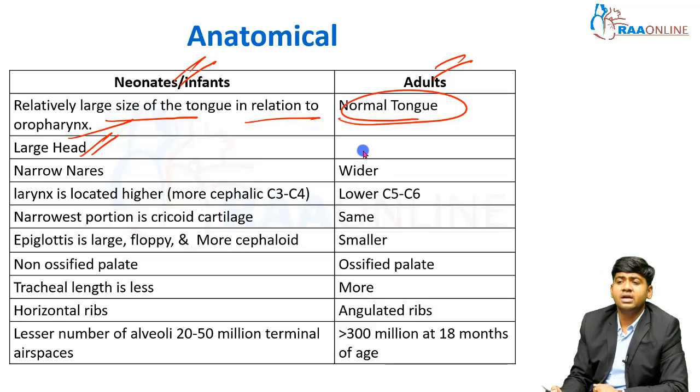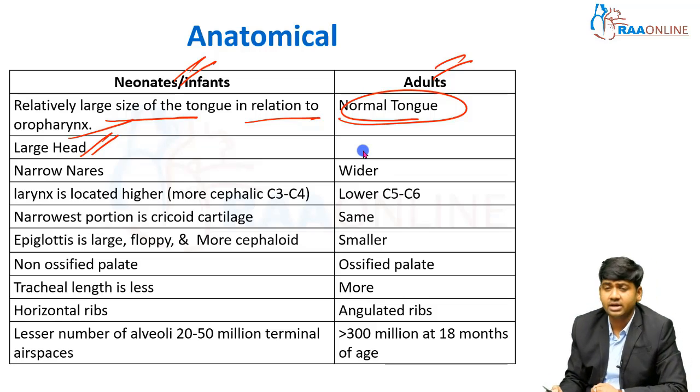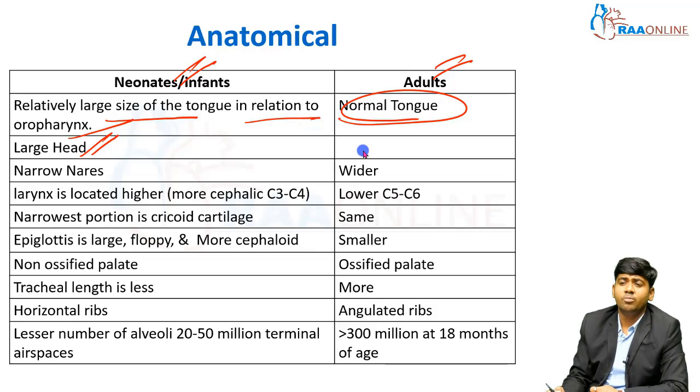Large head in the sense that, again, it is very difficult to achieve a laryngoscopy view. We give the optimum amount of neck flexion and extension of the head, but due to the large head, or the larger occiput, we are not able to get an adequate laryngoscopic view.